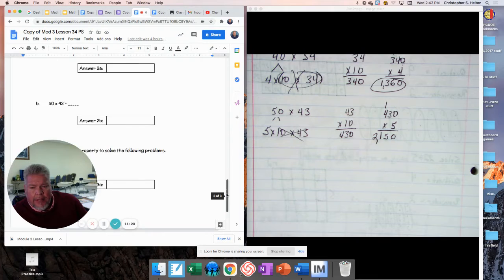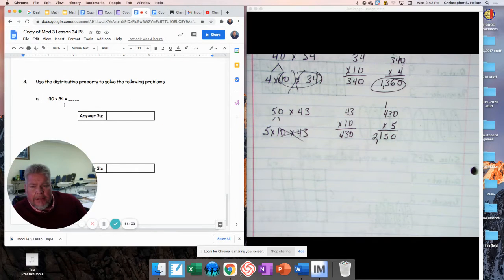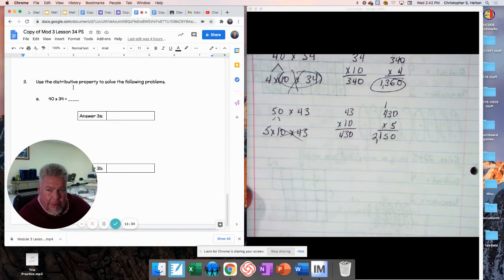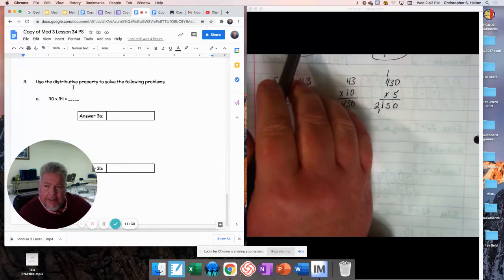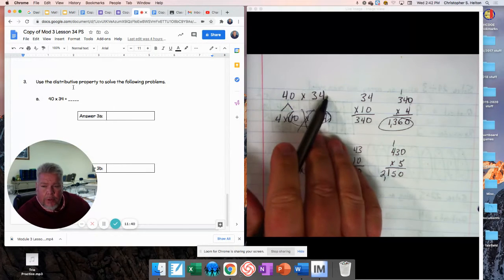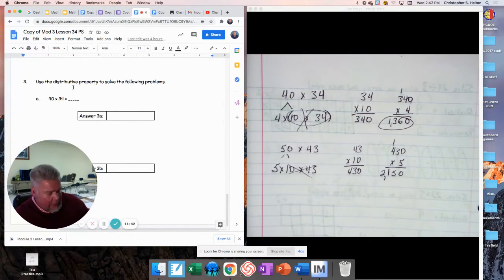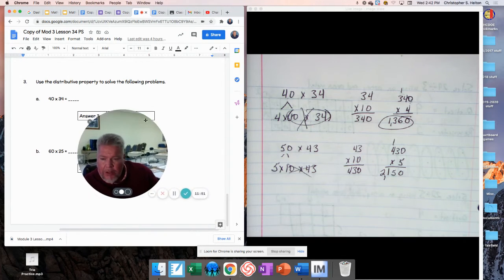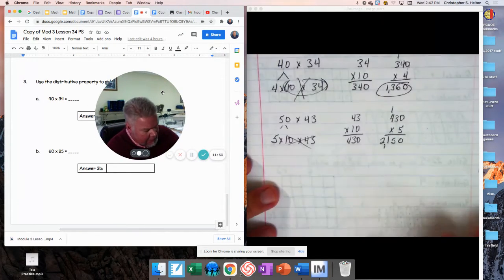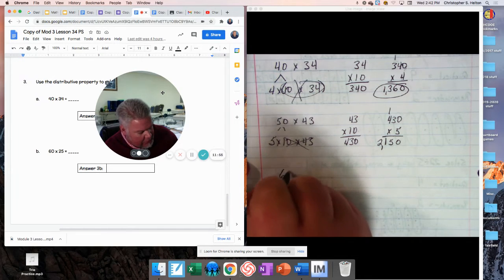Okay. The last things you're going to see on your homework is this. It says use the distributive property, which we are already doing. That's the good news. So look here. This is the same problem as this one. 40 times 34. It's the same problem. We broke apart the 4 times 10. We distribute it like that. So we don't really need to do it again. What's the other problem? 60 times 25. We'll do that one as an example. And then we'll be done with the examples and you can go do your assignment.